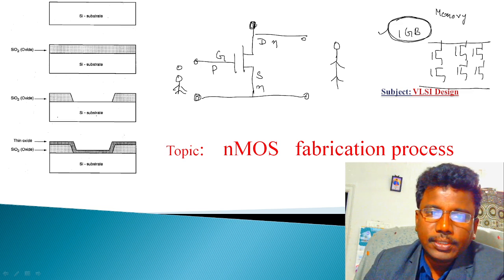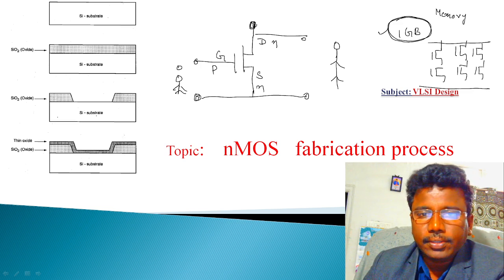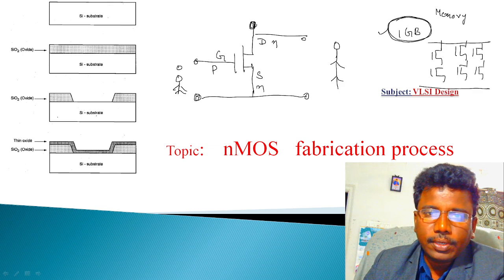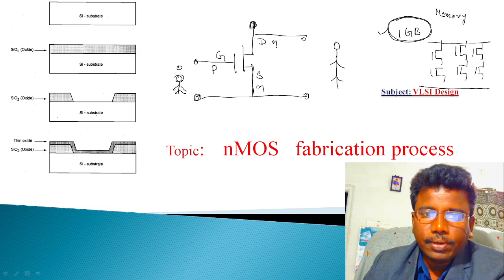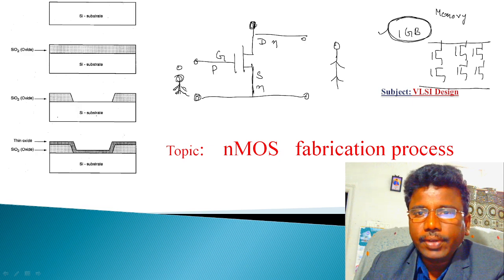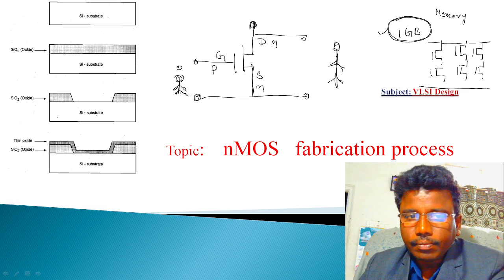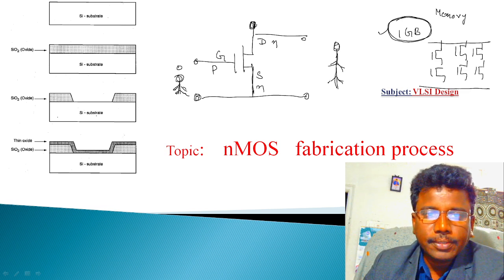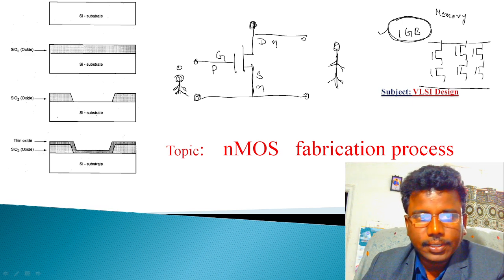But how to design, how to fabricate a transistor? This is only the symbol. The basic application, as we know, is that when given a small signal, it amplifies the given input signal. This is the transistor function. I will explain how a transistor is fabricated.